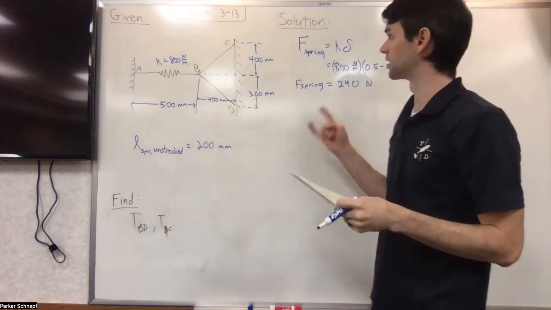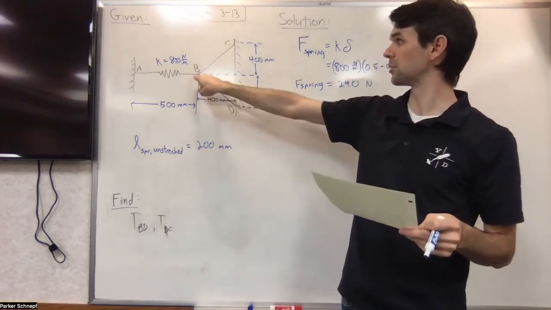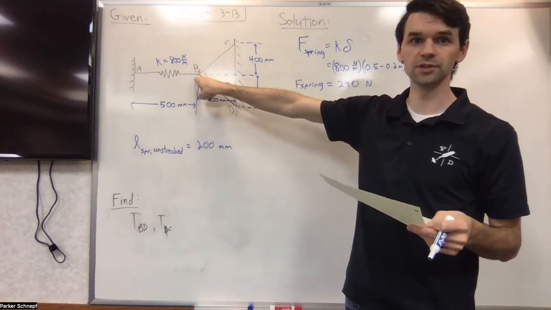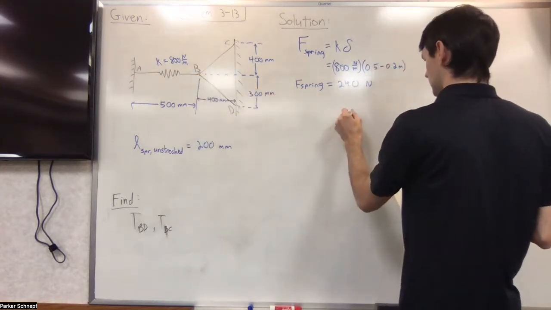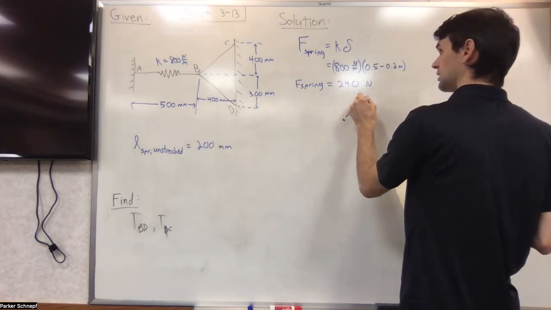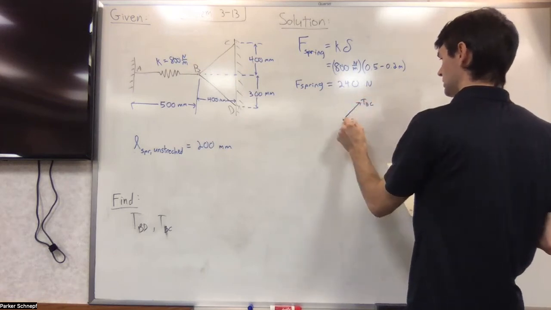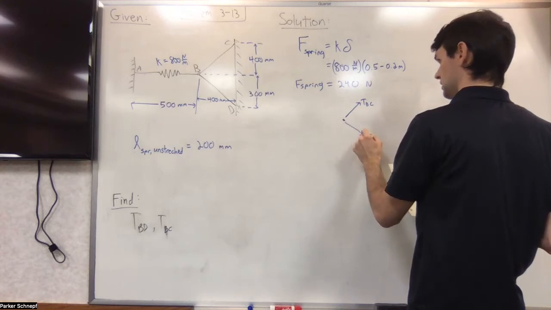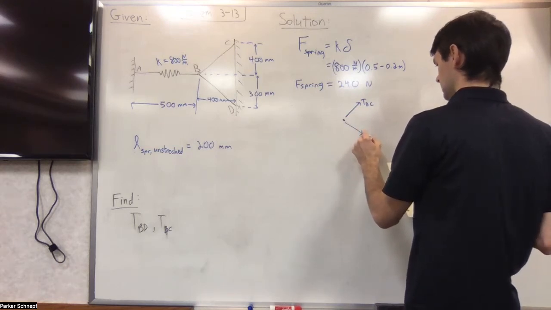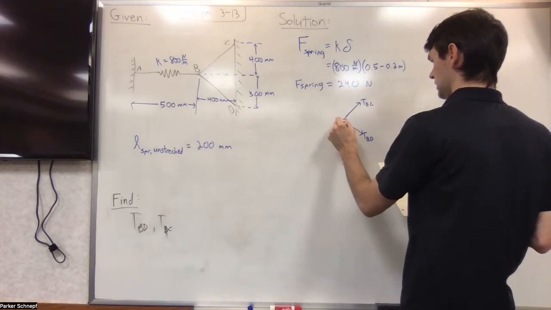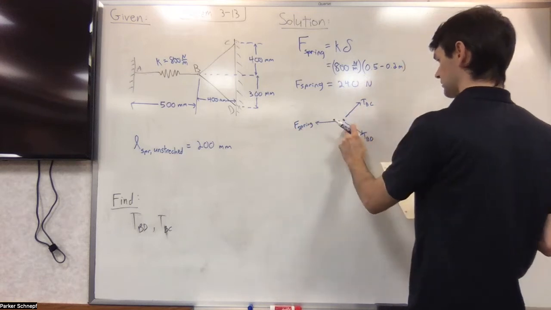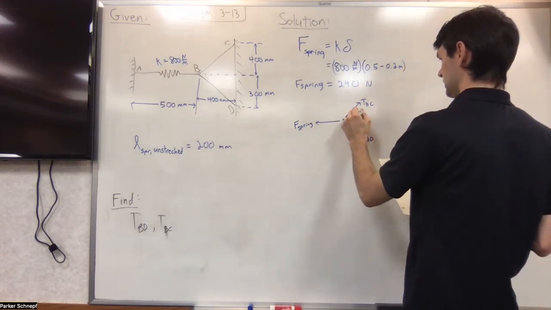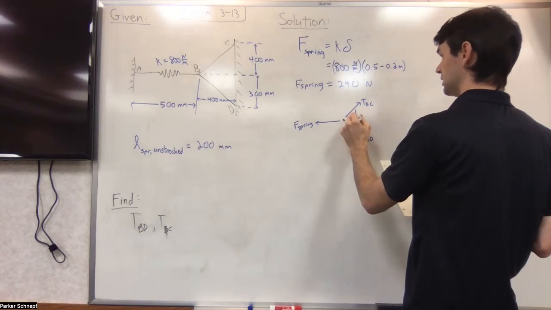Now that I know that, I'm going to go ahead and draw a free-body diagram at point B. Point B is where all my forces of interest are acting. So if I draw that, I get tension BC going that way. I get my tension BD going down that way. And I get my spring force going that way. And for these forces, I can draw the little symbol of triangles.